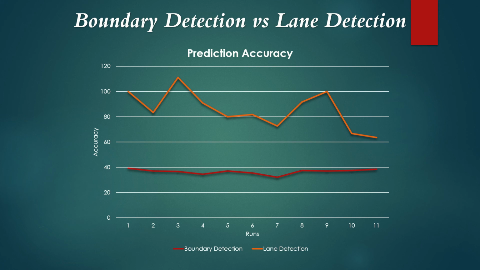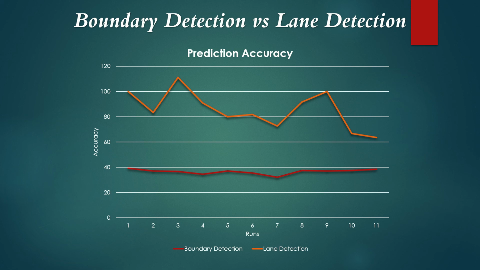So now coming up to the algorithm that we use for prediction. We use boundary detection and lane detection. Boundary detection basically detected all the possible sensors when a particular sensor is being triggered, whereas lane detection only detected those ones which, after the line was crossed, it would detect that kind of sensor.